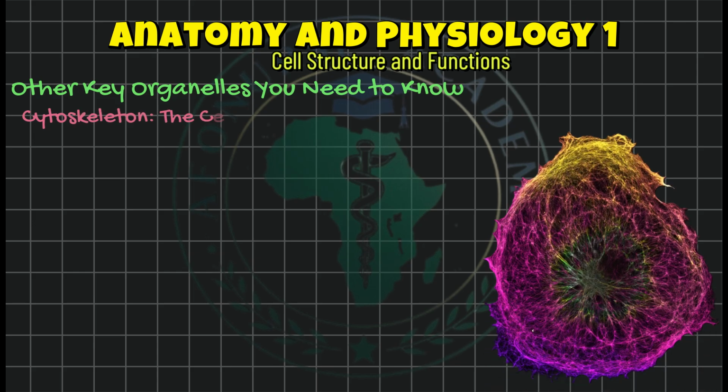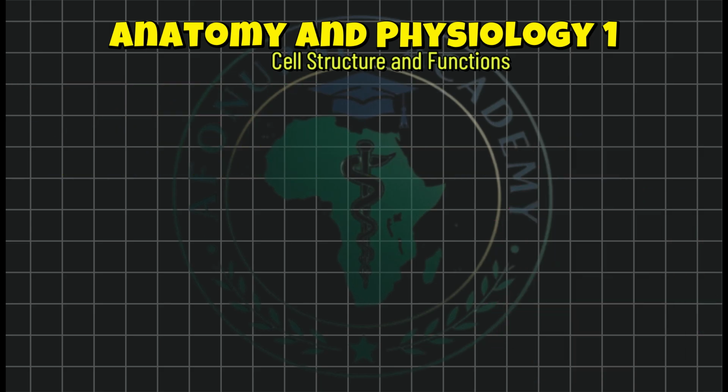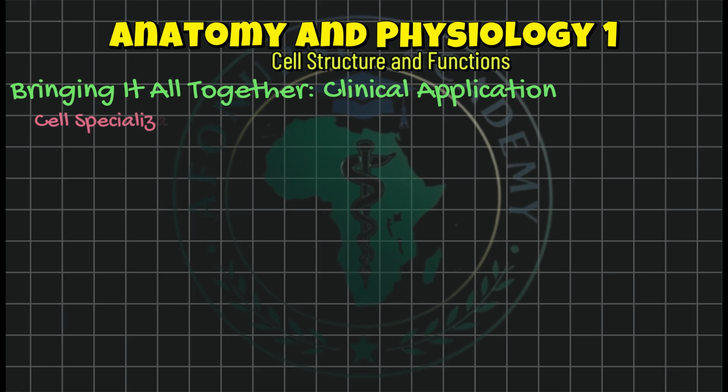Cytoskeleton, the cell's framework. The cytoskeleton is a network of protein fibers that gives the cell its shape and enables movement. It's like the skeleton and muscles of the cell. For example, white blood cells use their cytoskeleton to move towards sites of infection. When you see pus in an infected wound, that's mostly dead white blood cells that moved to that site using their cytoskeleton.